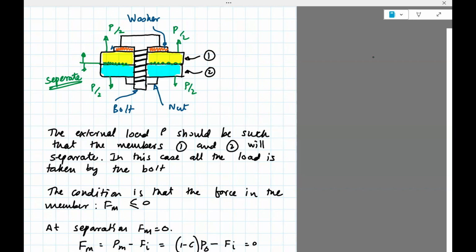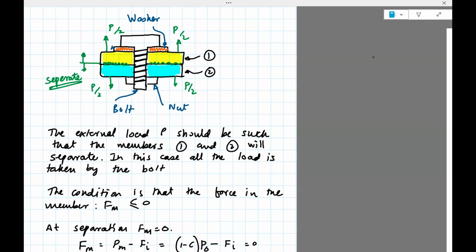Okay, and that is bad because now all the load is taken by the washer. If there's a gap between the two members, that means that they're not transmitting any forces. The bolt is taking all the stress. So if there's a separation, how do you find that load for separation?